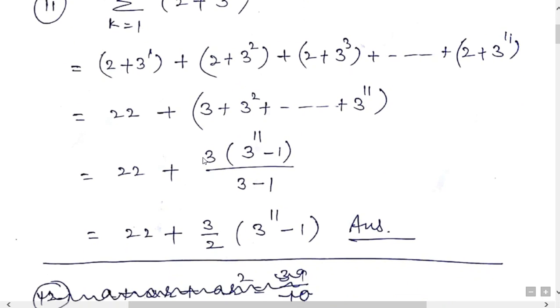Now the formula a r raised to power n minus 1 divided by r minus 1, it's 3 raised to power 11 minus 1, and 3 over 2 is here. That's the answer.